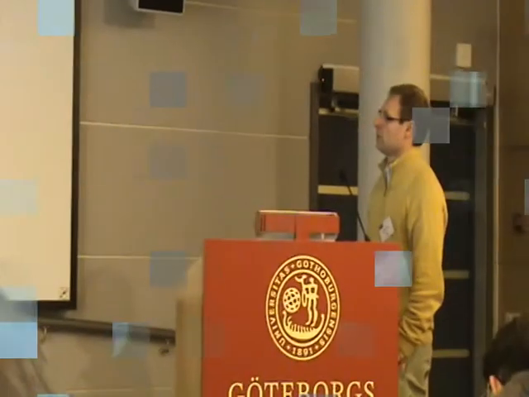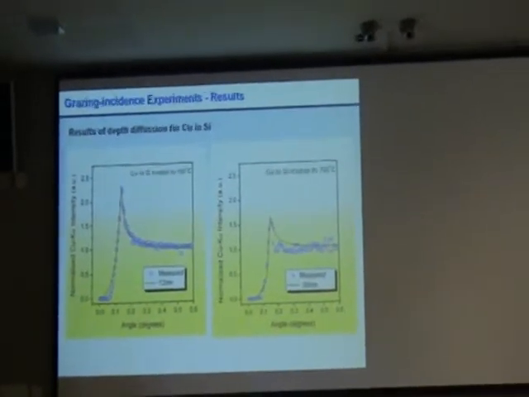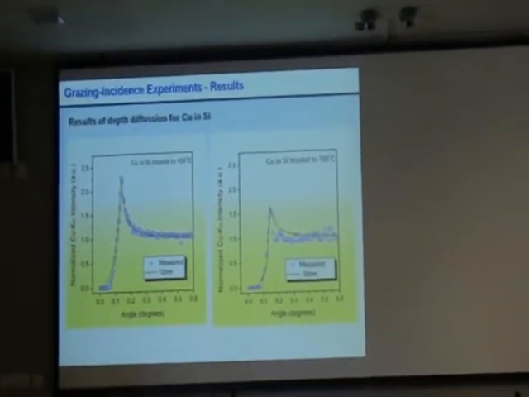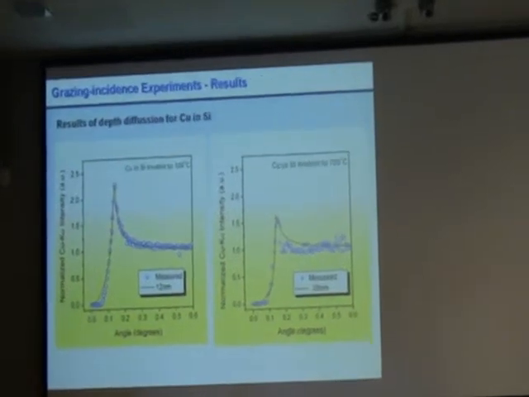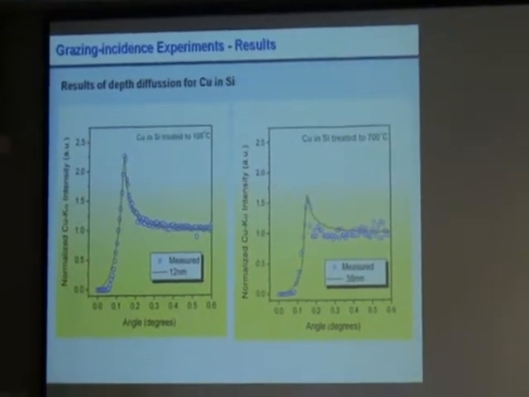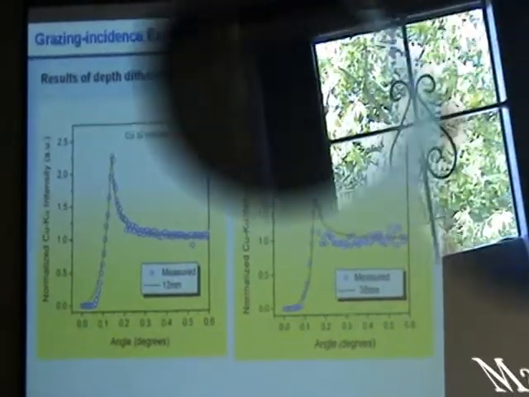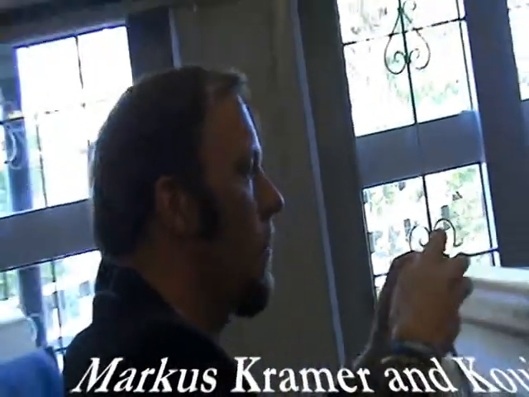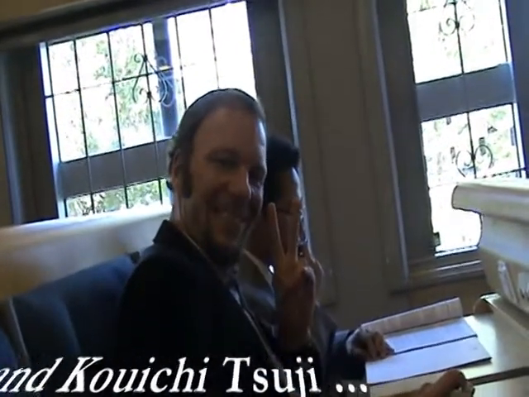Well, I'm going to show you some results of this. Well, here is the result for copper. We use copper at 100 degrees. We saw very sharp peaks that we measured. So we made the theoretical calculations, and we have around the diffuse atoms in copper.